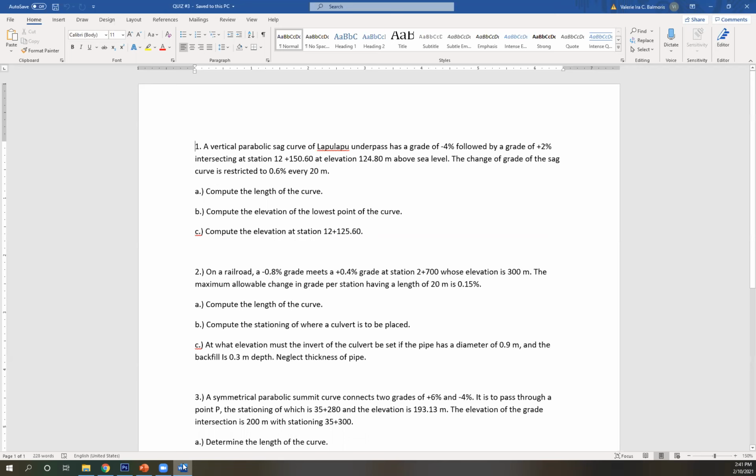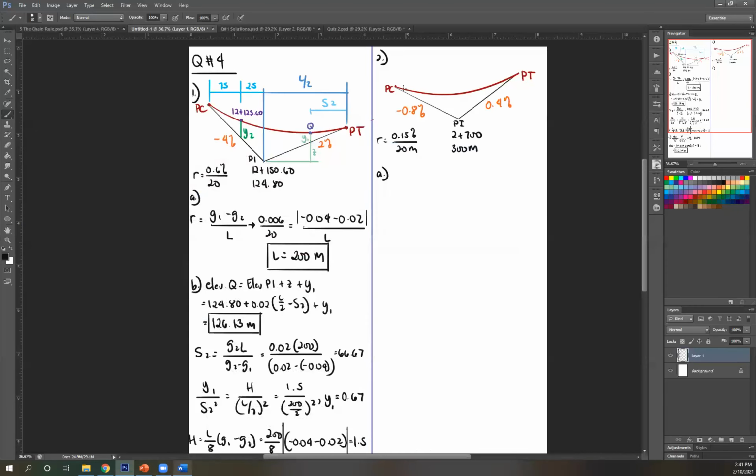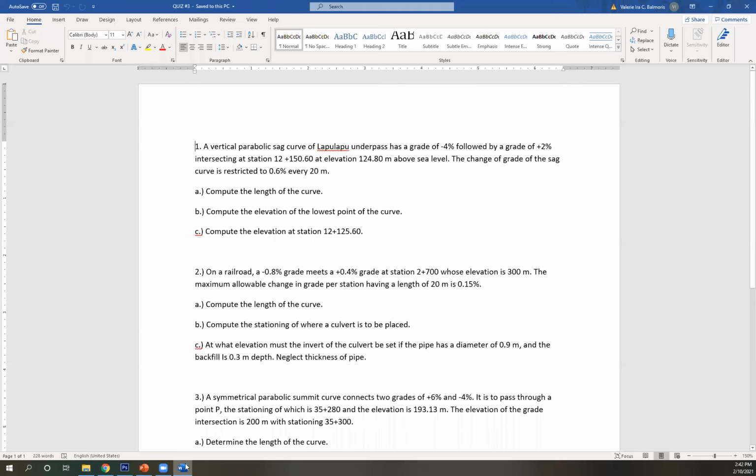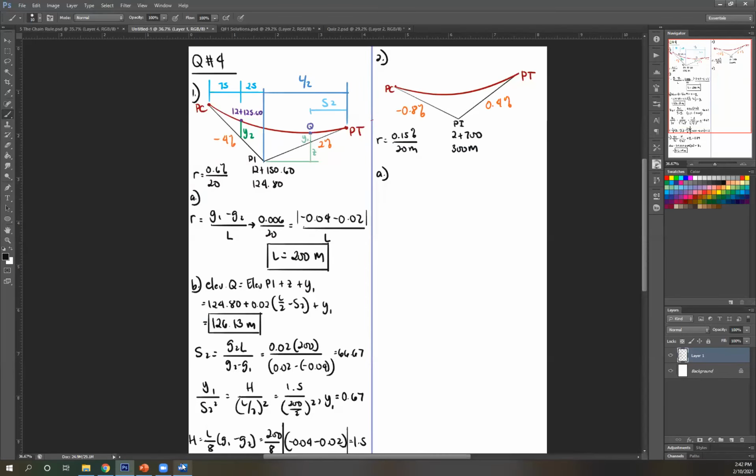So we're starting with negative 0.8 to positive 0.4. So negative 0.8, positive 0.4. So this is the steeper end, this is the flatter end. And R is 0.15% per 20. Then station PI is given 2 plus 700 and elevation is 300 meters. So first, length of curve. So to get the length of curve, again, it's similar to the previous question.